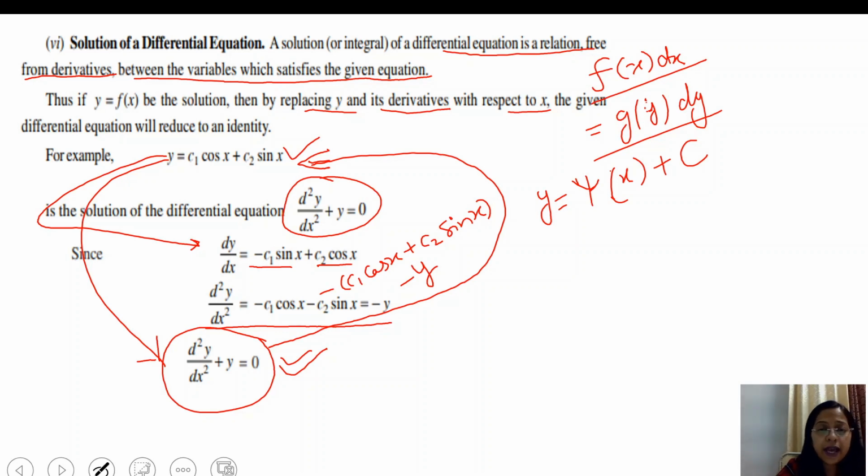In successive slides, I will show you how we can form the differential equation with the help of the solution given. Yeah, so here the solution was given and we have formed the differential equation as well. Alright, so in this way we can find the solution of a differential equation.